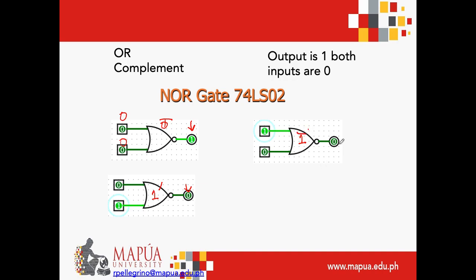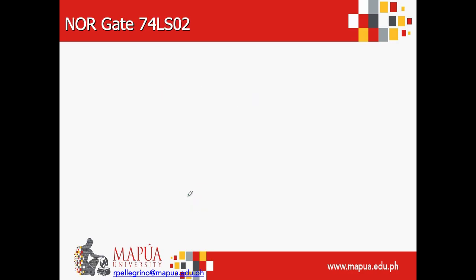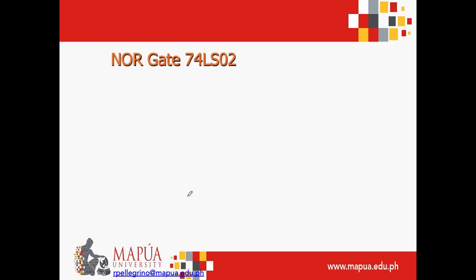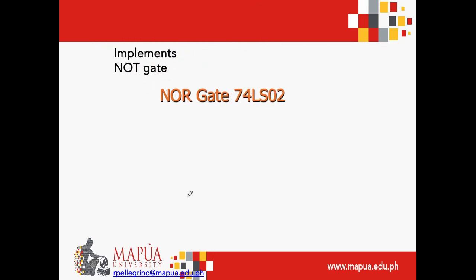Then we have also 1 or 0. 1 or 0 is 1. This is complemented, thus we have 0. And then we have 1, 1, which is 1. It is complemented, thus we have 0. So as you can see, that is the complement of OR.